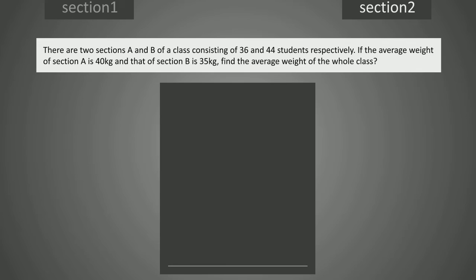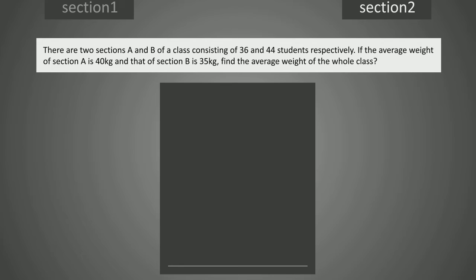Problem 2. There are 2 sections A and B of a class consisting of 36 and 34 students respectively. If the average weight of section A is 40 kgs and that of section B is 35 kgs, find the average weight of the whole class.